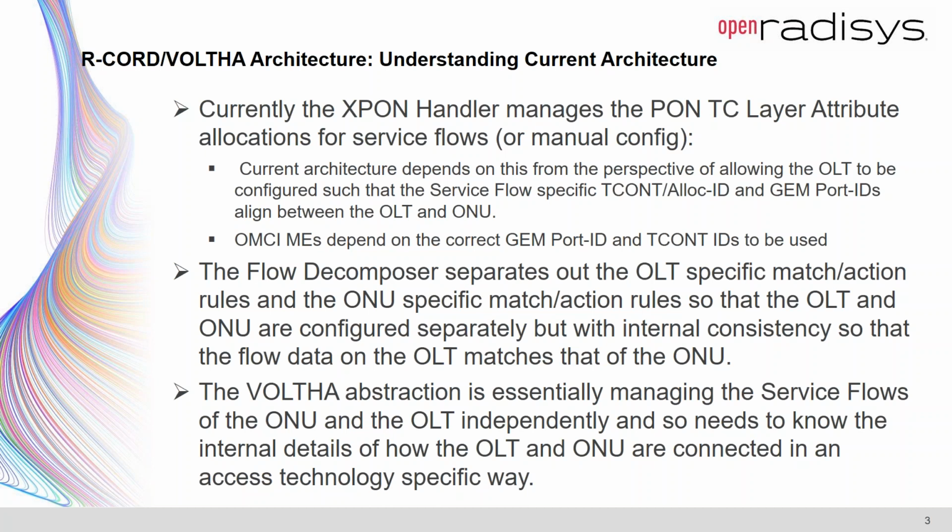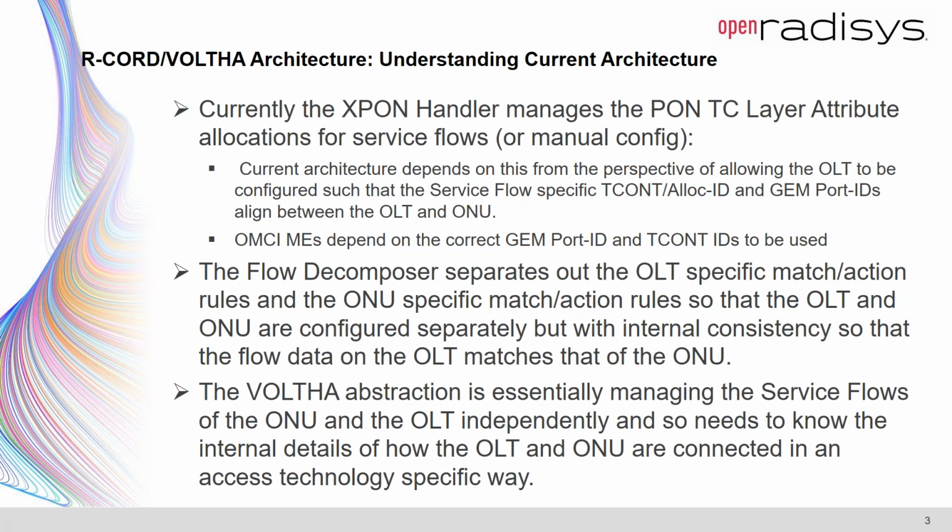I'm not saying there's an issue with the flow decomposer part of it. Because it's a packet frame level type operation, basically just tying together the ONU match action rules and the OLT side of things, I don't think that's an issue. I'm just pointing out that it's also a part of viewing the ONU and OLT as separate devices here.